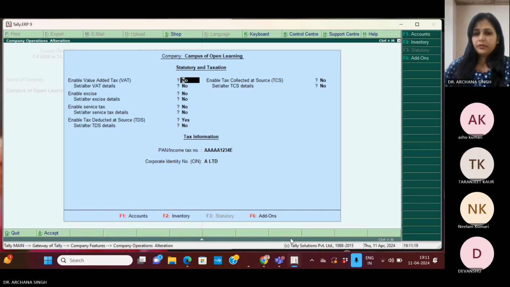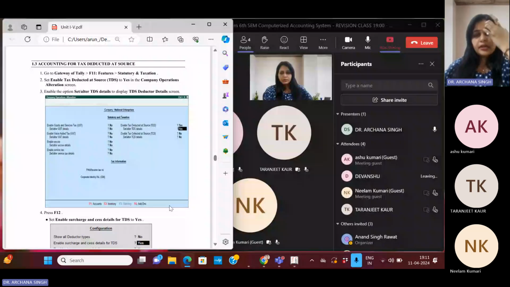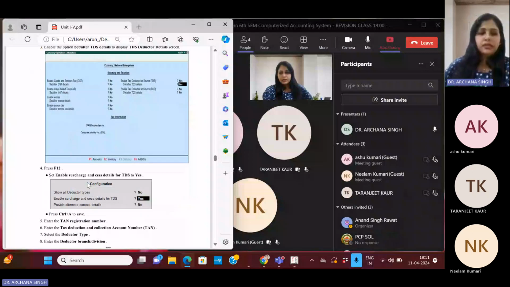Okay, this is appearing. So gateway of tally, these functions, in this screen, these things will appear. Then again, in configuration, I had told you about the surcharge details. If you have opted for or activated that surcharge details should also be shown, then this screen will appear.